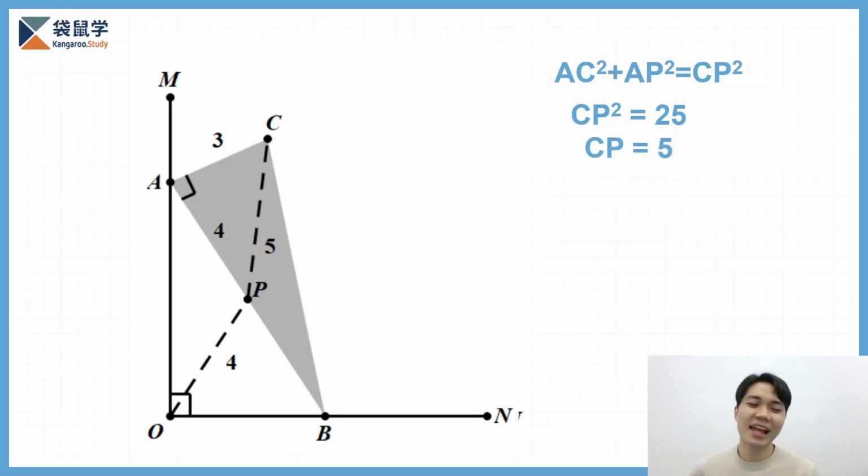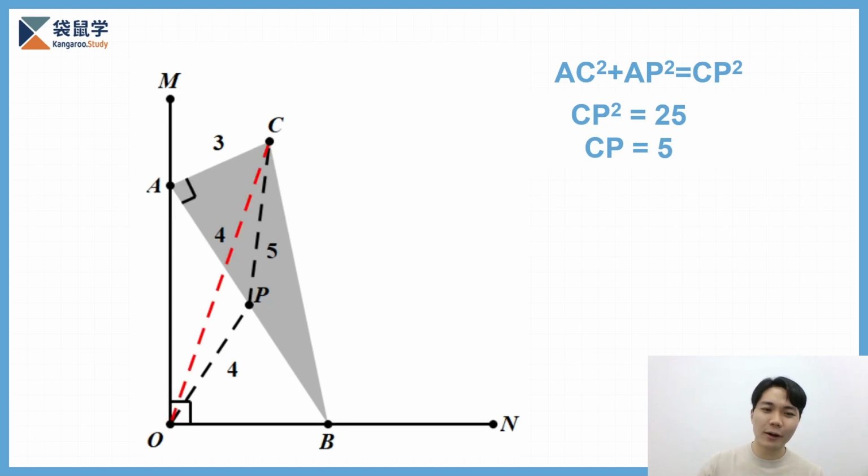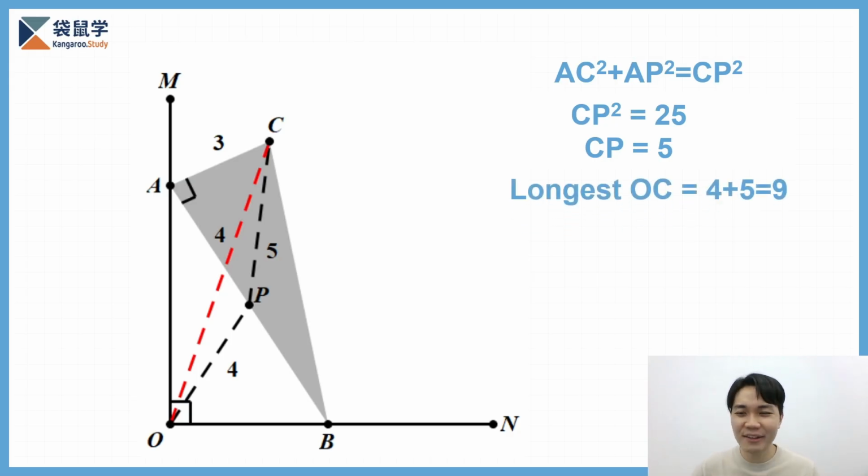Now that we know the length of OP is 4 and CP is 5, we want to find OC, and this is one of the triangles we have here. So what can I say about the length of OC and the length of OP plus PC? Oh, this is the third thing that we have applied, which is that OC will be less than or equal to 4 plus 5. So the greatest possible length will just be 4 plus 5 equals 9. And we have solved this question.